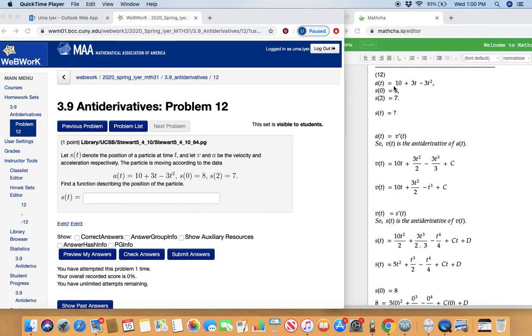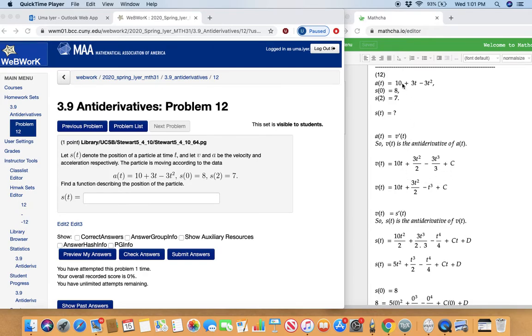A of t is 10 plus 3t minus 3t squared. S of 0 is 8. S of 2 is 7. Question is, what is S of t? Now, A is the derivative of V. So V is the antiderivative of A. So take the antiderivative. V is 10t plus, increase the power, 3t squared over 2, with the 3 from before, minus 3 times, increase the power by 1 and divide by the new power, plus a constant.